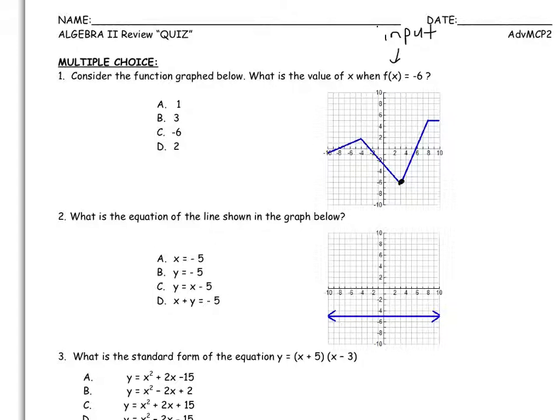So I'm looking for what x value, when I evaluate the function at that x value, gives me a y value of negative 6, and that would be 3. Because the point on the function is 3, negative 6. That makes the answer choice B.